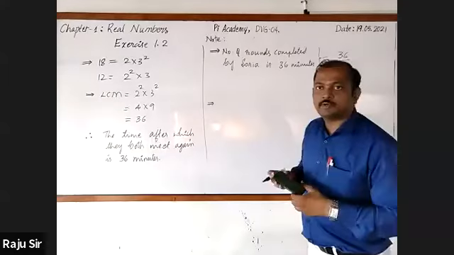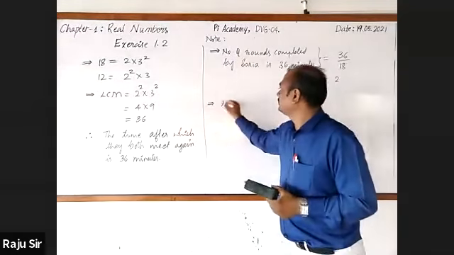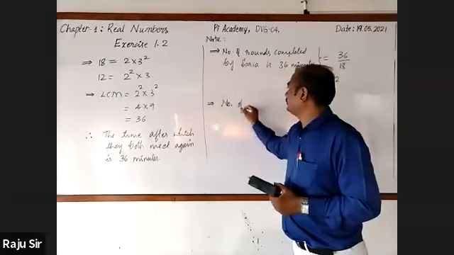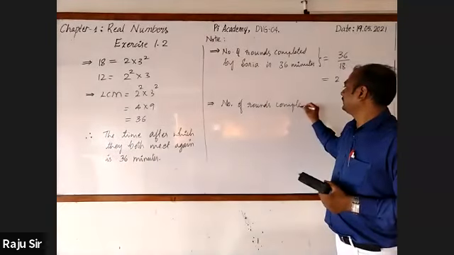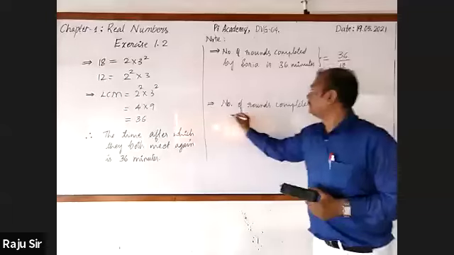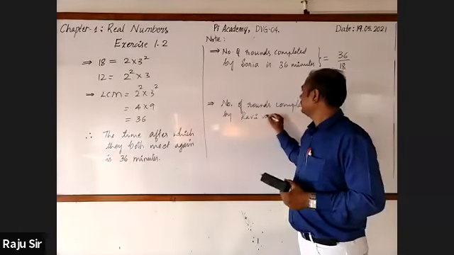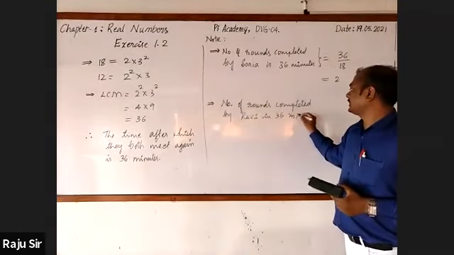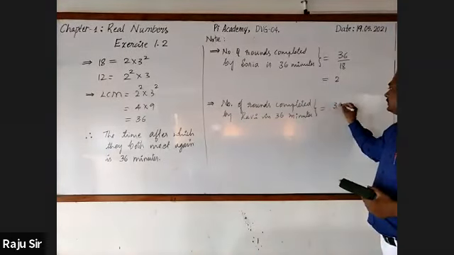This is additional information that I am making you write in your note. Number of rounds completed by Ravi in 36 minutes is equal to 36 by 12, which is 3.